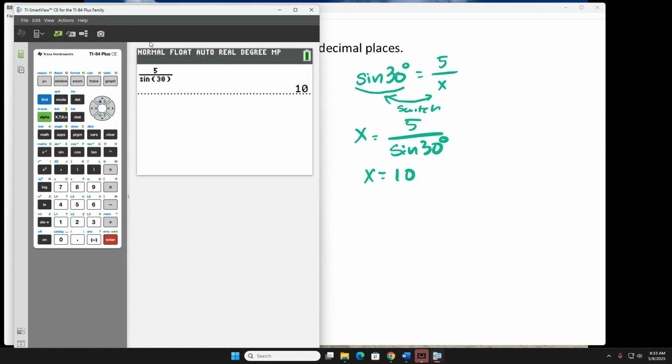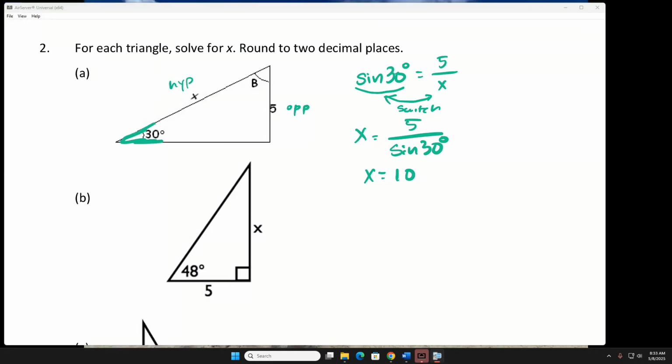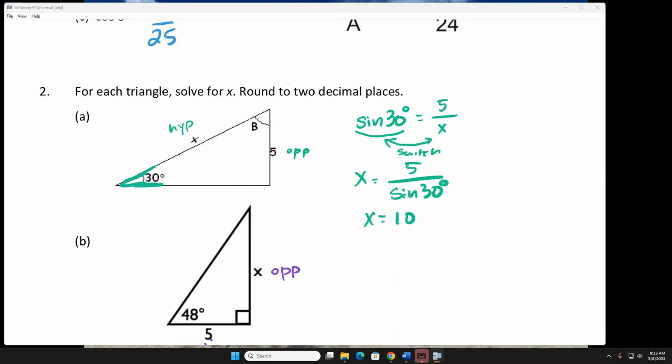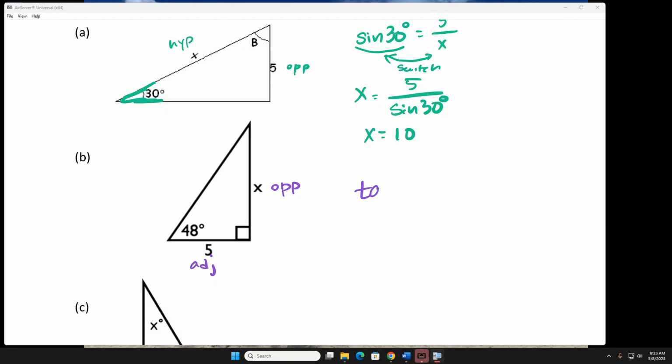Okay, then on part B, we know this angle here is 48, so we have to use that angle. This is the side opposite of 48 degrees, and this is the side adjacent. There is no hypotenuse, so that means we need to do TOA. We need to do tangent. The tangent of the angle is equal to the opposite over the adjacent. Sorry, the opposite is going to be 5.